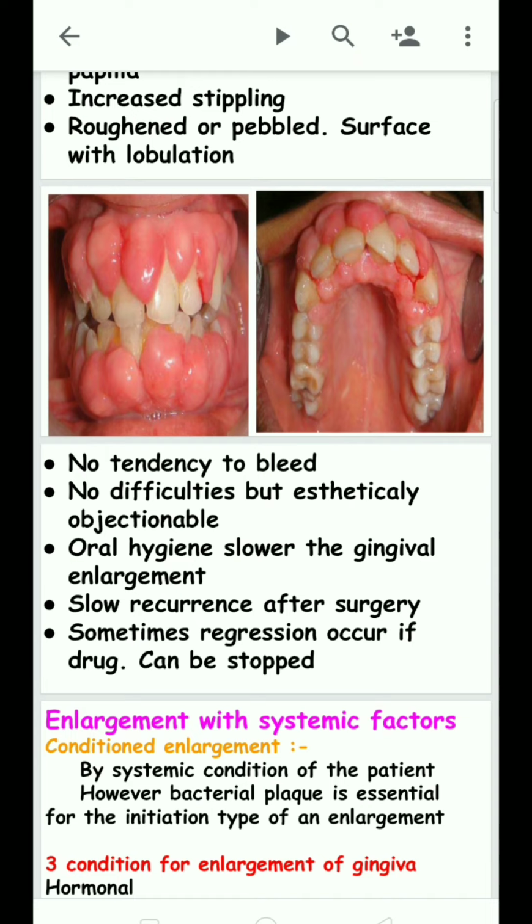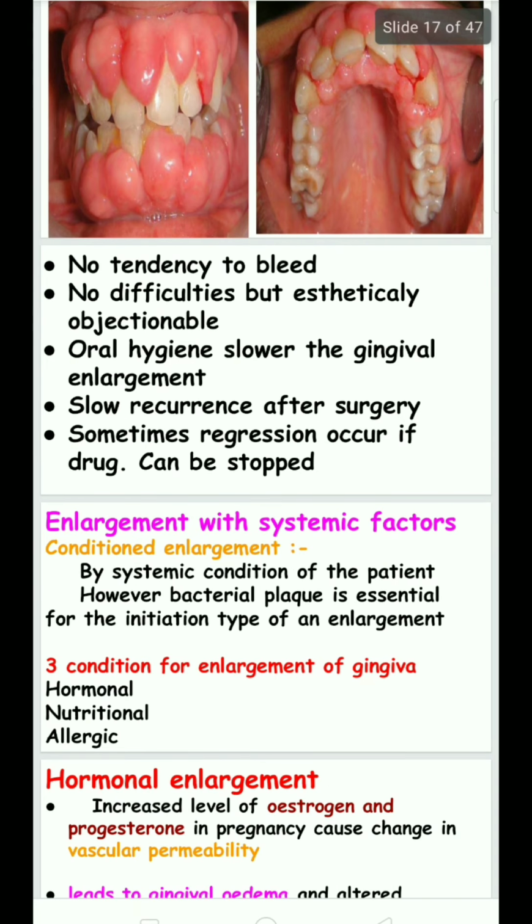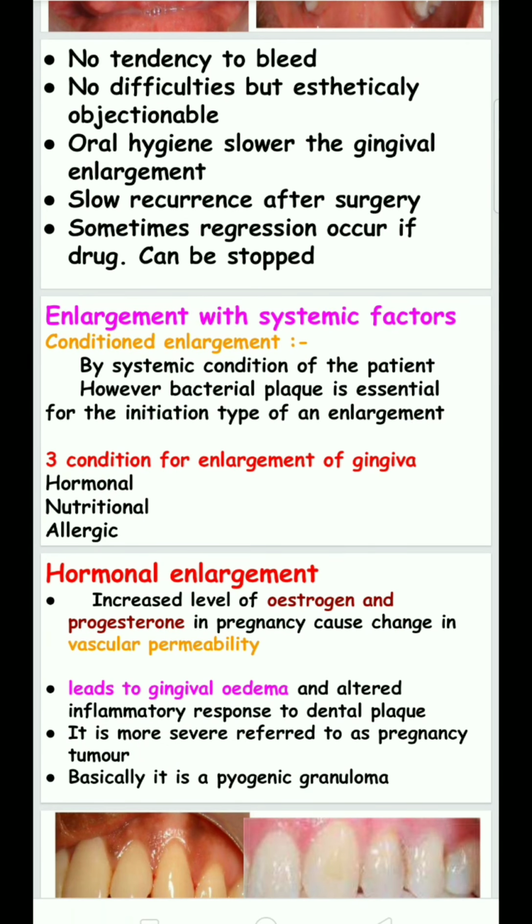Sometimes regression occurs if the drug can be stopped. In fact, even when the drug is stopped, the enlargement still occurs in this case. This is enlargement with systemic factors, that is, enlargement conditioned by the systemic condition of the patient. However, bacterial plaque is essential for the initiation of this type of enlargement.